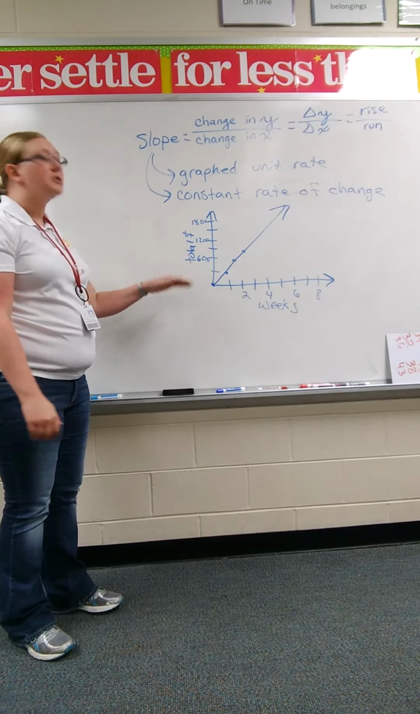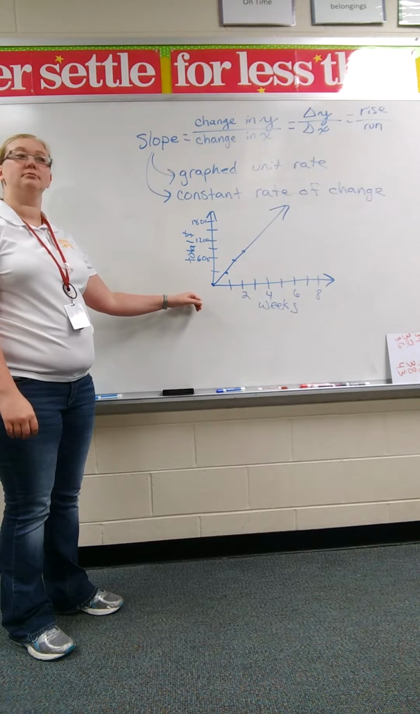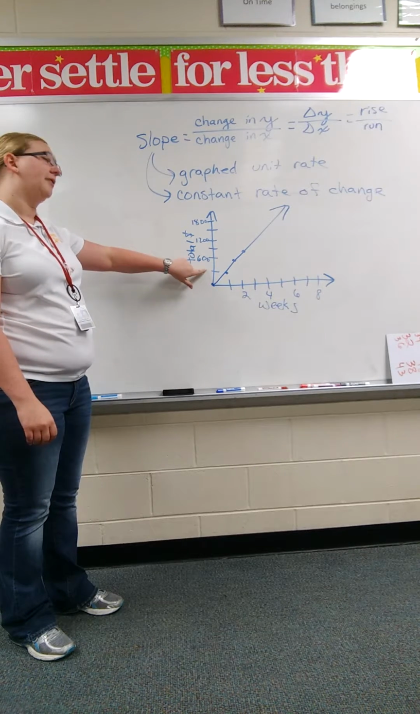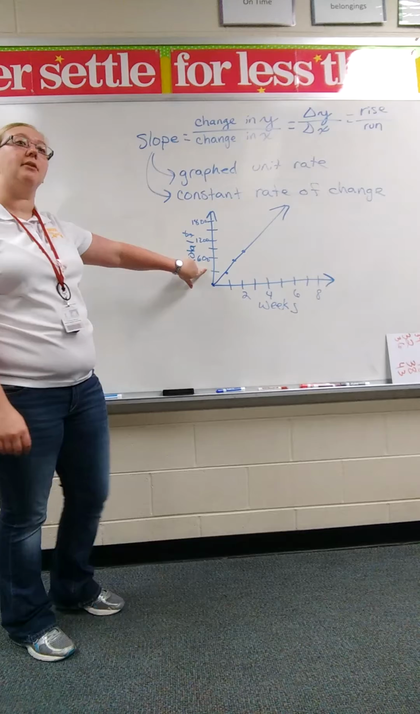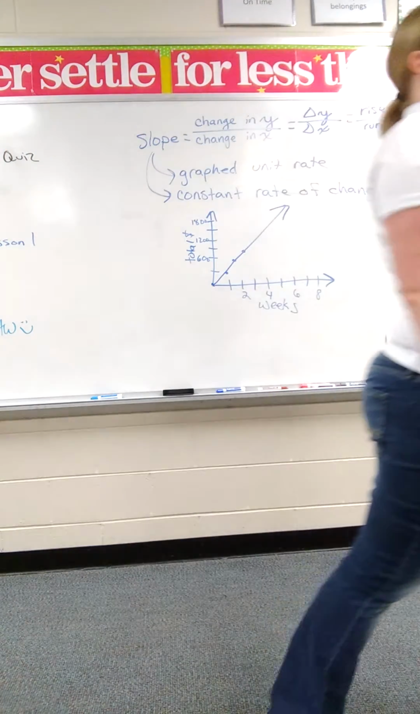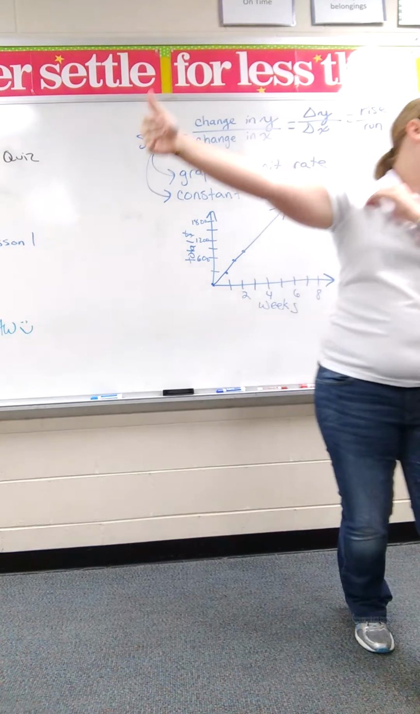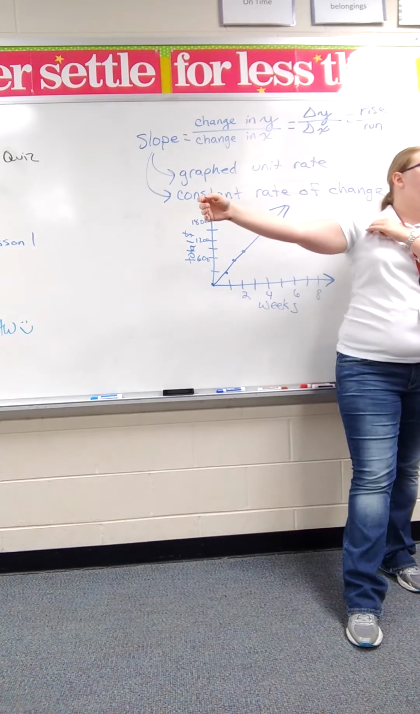So, in that situation, would the graph still be proportional? No, because at 0 weeks, he would have $200. It wouldn't go through 0, 0. But the slope would still be 300 because he was still putting in $300 each week, right? That would be the change. Correct? Okay. Are you with me? Yes. Did I just confuse you? No. Good.